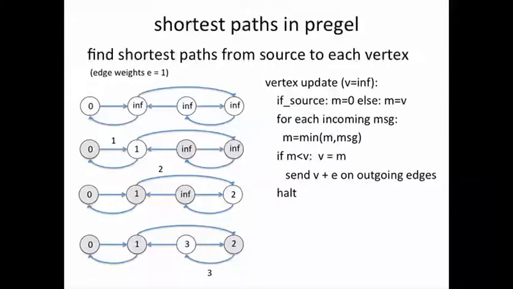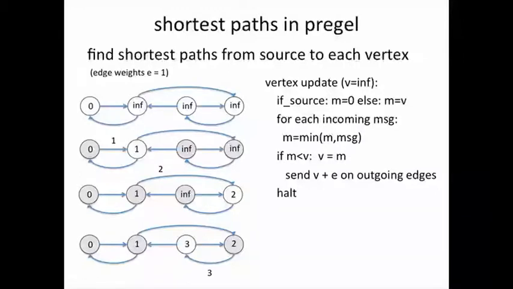Let's look at one final problem and solve it in Pregel, which is the problem of finding the shortest path from a particular source vertex in the graph, such as the leftmost vertex here, to every other vertex in the graph. We also assume that in general the edges can have weights, so we would like to compute the shortest path taking into account the distance traveled along every edge. But for the moment, let's assume that these weights are just 1.